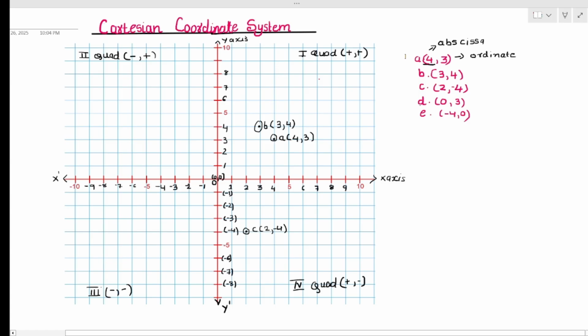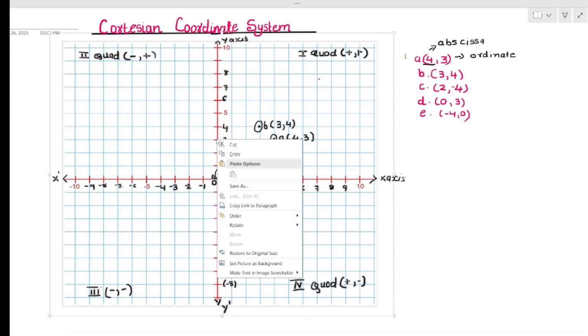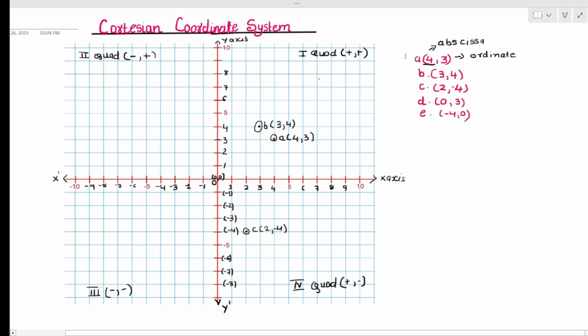Now, for the plotting of point D, the numbers are 0 and 3. Whenever one of your digits is 0, your plotting will be on the axis. Where will your plotting be? It will be on the axis. As you can clearly see, my abscissa is 0. That means my x-axis has no number, so it is 0, and my y-axis is 3. That means over here is point D. Name it as 0, comma 3.